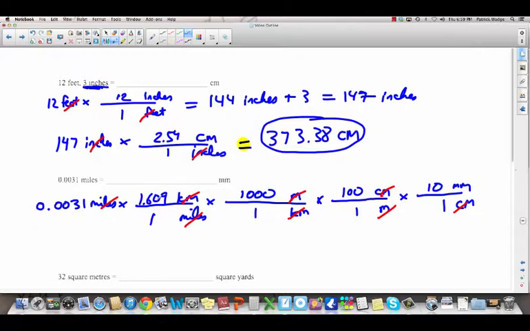Great. How do we do this? It's all dividing by 1, so you don't have to do any dividing. You just have to multiply 0.0031 times 1.609 times 1,000 times 100 times 10. And if you do that, you will get approximately the answer 4,987.9 millimeters.